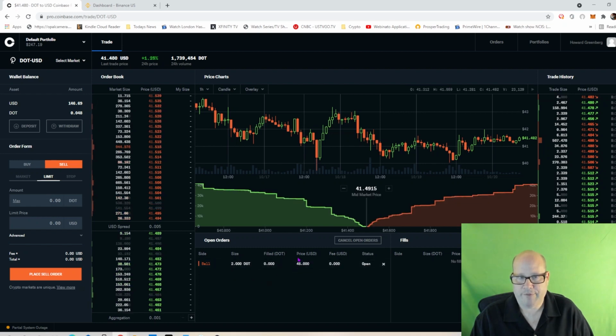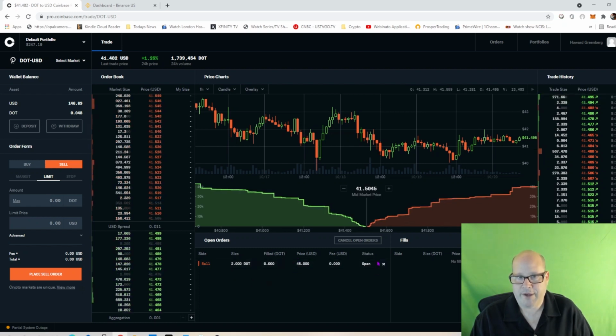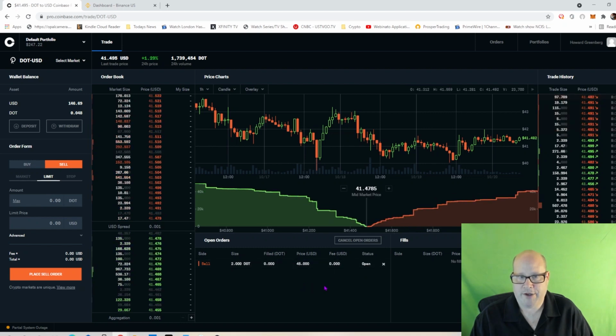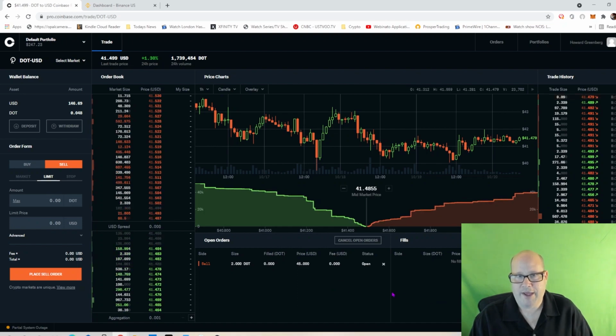I am willing to sell it for $45, and right now that is what's called an open order. It's waiting to be filled. If the price today goes up to $45, or however long I leave this trade in here, it will automatically execute. So that is how we do a limit sell order.